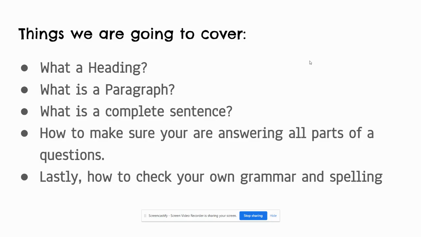So let's start. The things that we're going to go over in this Edpuzzle are: what is a heading, what is a paragraph, what is a complete sentence, how to make sure you're answering all parts of your questions, and lastly, how to check your own grammar and spelling.